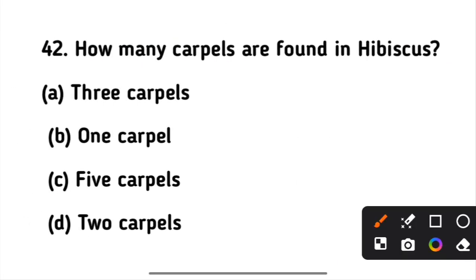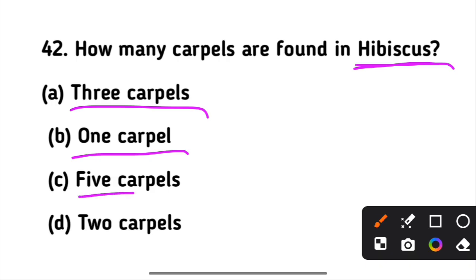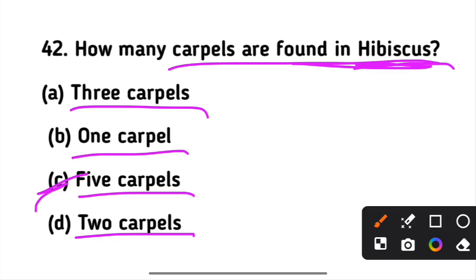Next question. How many carpels are found in hibiscus? Option A 3 carpels, option B 1 carpel, option C 5 carpels, option D 2 carpels. Option C is correct. 5 carpels are found in hibiscus.